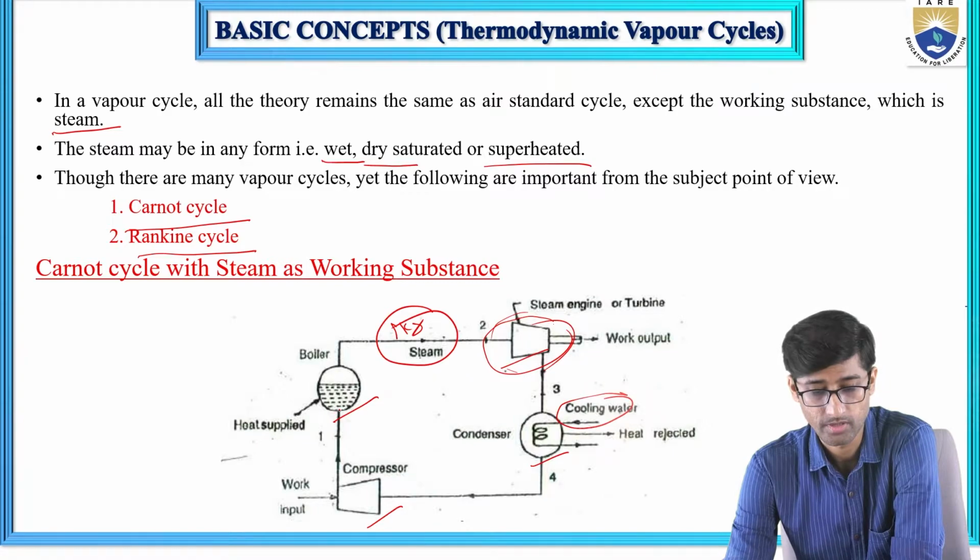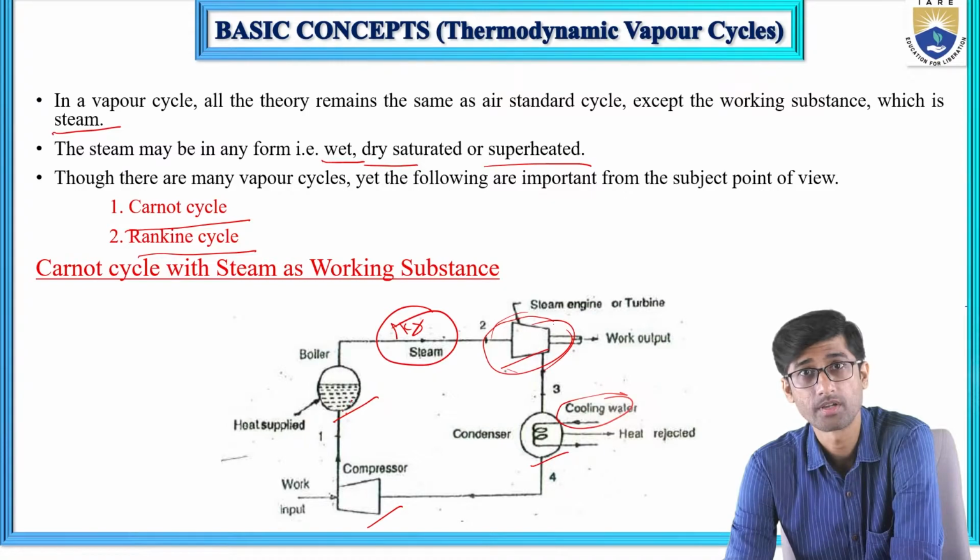Now it goes to the boiler, where we supply heat at a constant pressure process. After supplying heat in the boiler at constant pressure, the saturated liquid becomes dry steam. Again the cycle goes on. This same cyclic process continues.